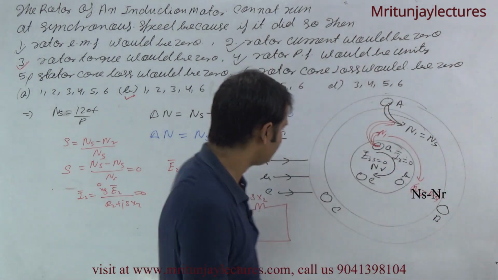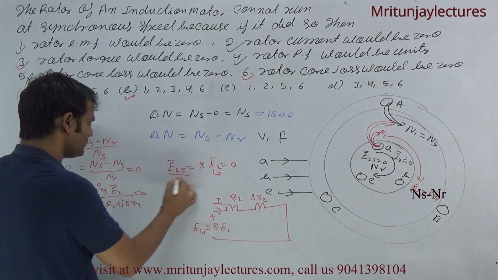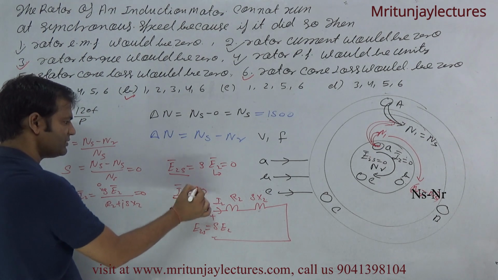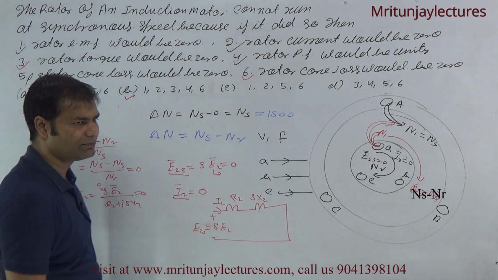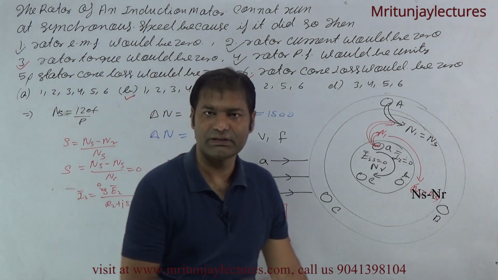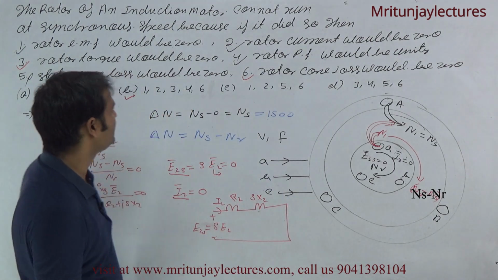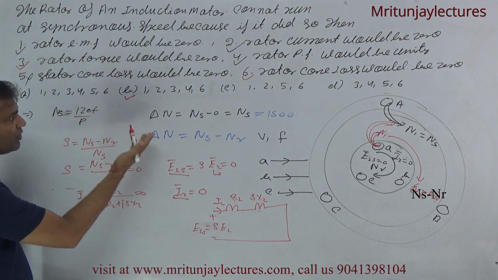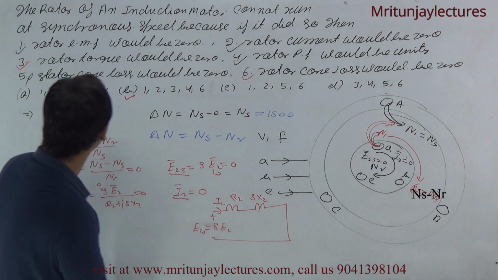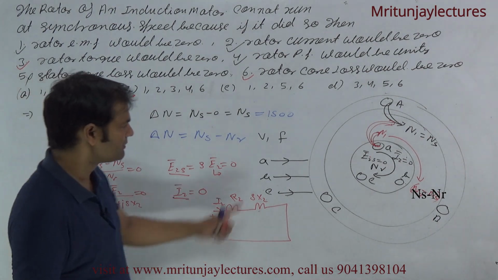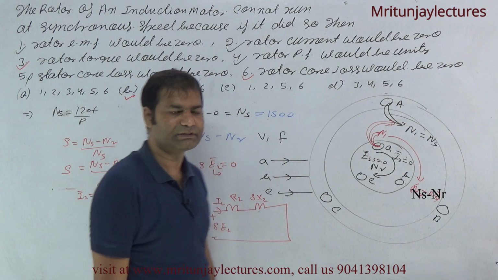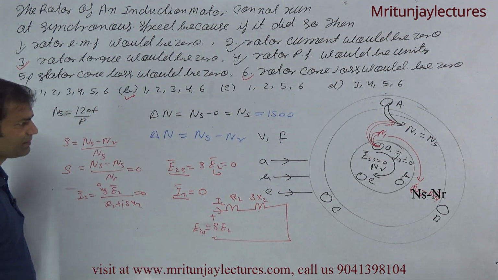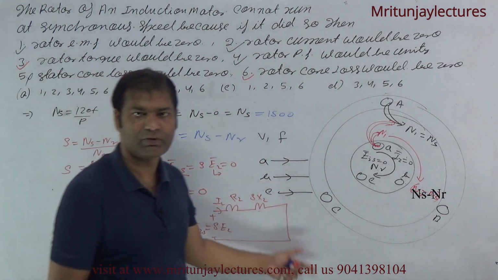Why? Because of the angle between E2S and I2. I2 is 0, this one is also 0, so the angle between both is 0. That's why you can say the power factor should be unity. And stator core loss would be 0. Stator core loss depends upon the supply voltage, or you can say the supply frequency.